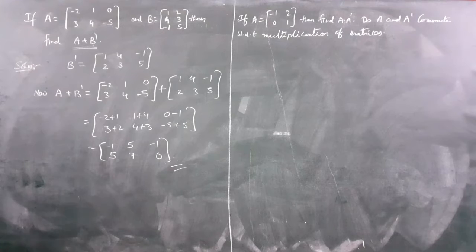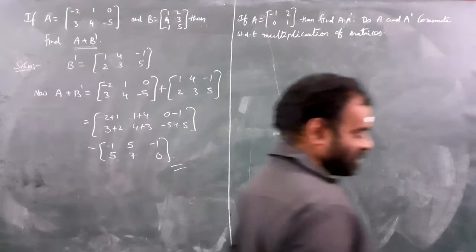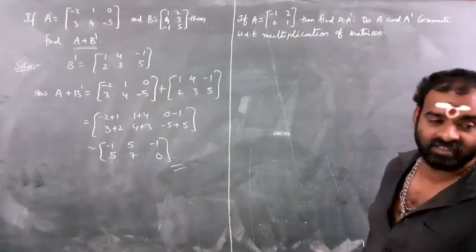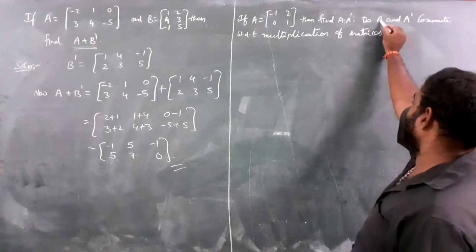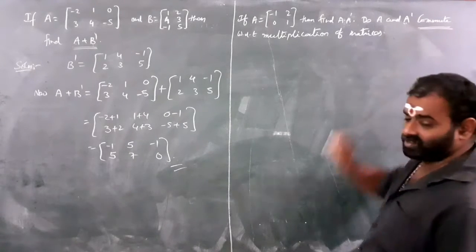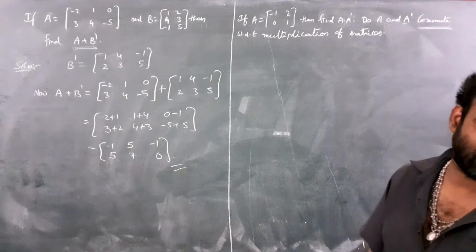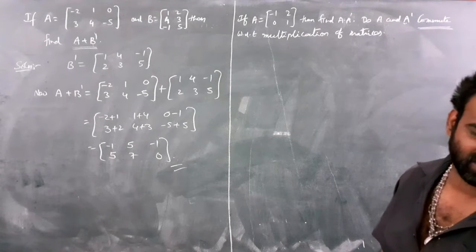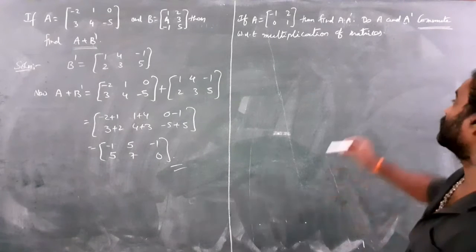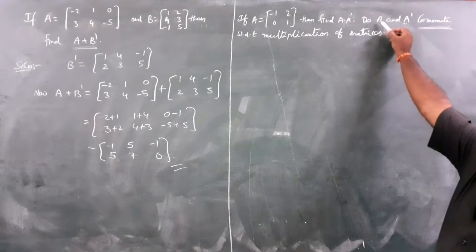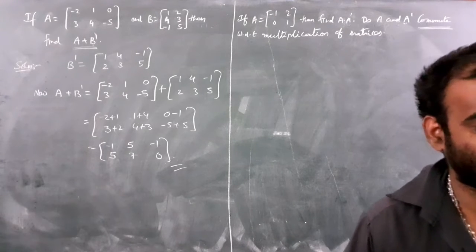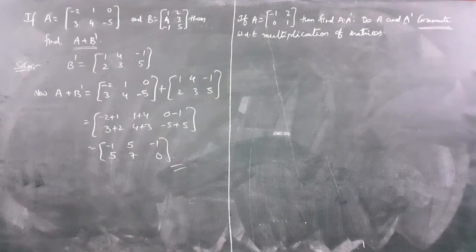Very simple. In the same way, in the second problem, first we have to find A dash, and they asked whether A and A dash commute. Commute means, if A and B are two matrices, then what is the commutative property? If AB equals BA, then it is commutative. So here A and A dash commute means that A into A dash must equal A dash into A. Then only the matrices A and A dash commute.